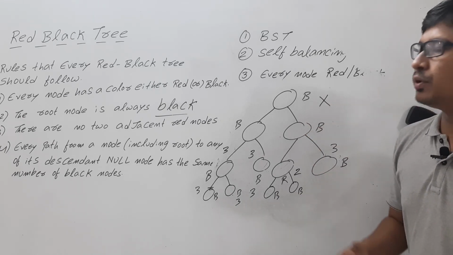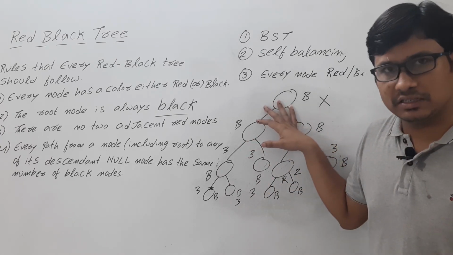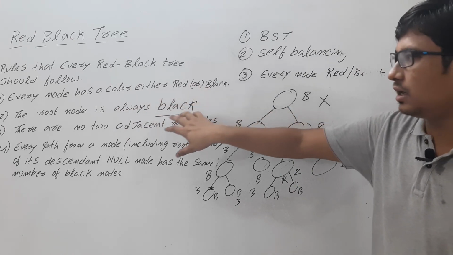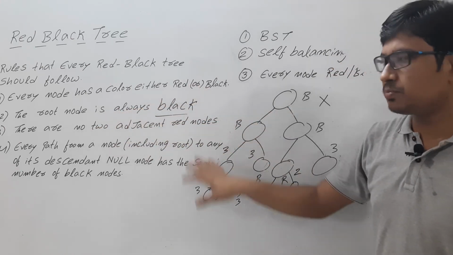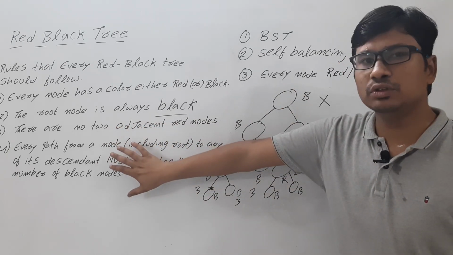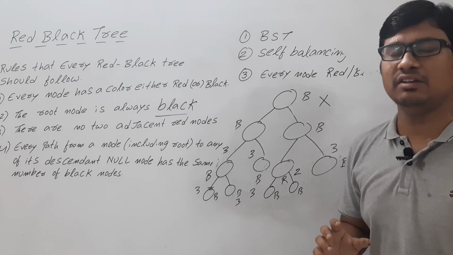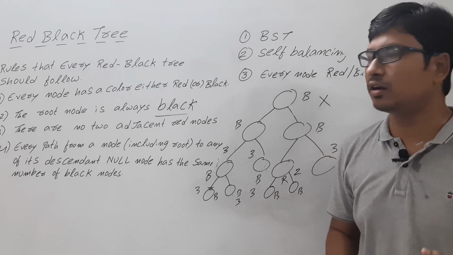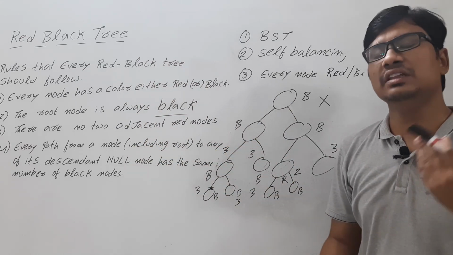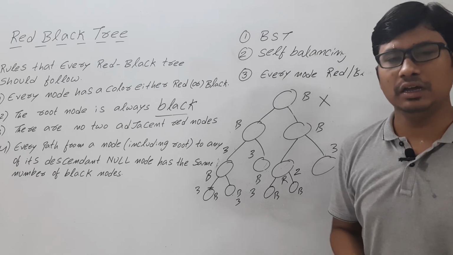So I hope you understand about the red black tree. First it should be a binary search tree, then every node should have either a red color or black color, then the root node is always black, there are no two adjacent red nodes, and this fourth one also should be satisfied. So if someone gives you a tree and asks whether it is a red black tree or not, it should satisfy all these 4 rules. If it is satisfying, then I will call it a red black tree, otherwise I will call it not a red black tree.